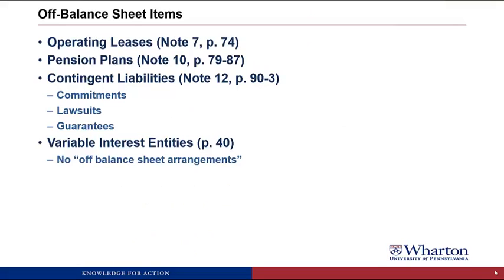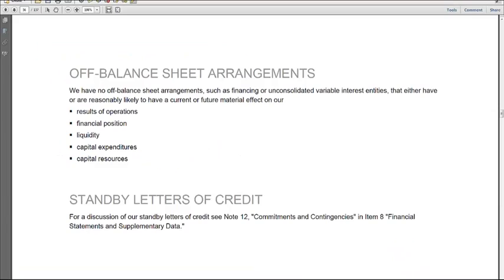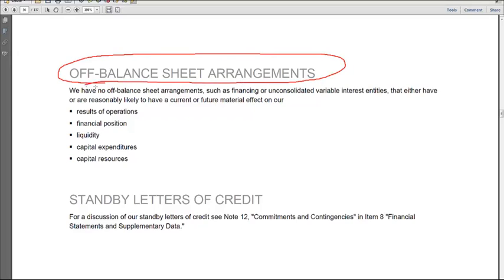And the last thing to keep an eye out for in general are variable interest entities. Now, as it turns out, Vulcan doesn't have any, but these are something you want to look at in general. So let me bring up the section of their 10K where they talk about these. Okay, I'm on page 40 of the Vulcan MD&A. A required disclosure are any off-balance sheet arrangements for things like variable interest entities.